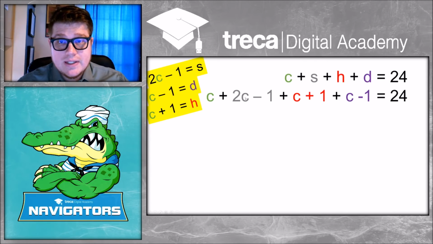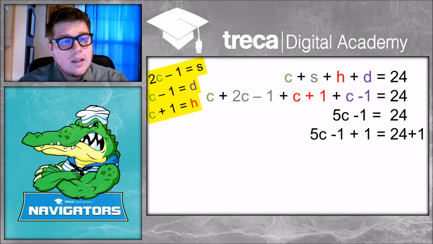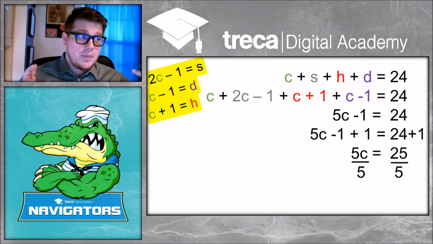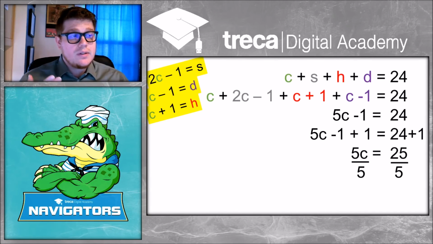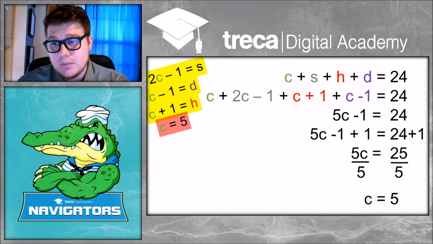So we have 1C, 2 more. So 1, 2, 3, 4, 5 clubs. And then we have minus 1 plus 1. Those will cancel each other out. Minus 1. So we have 5 clubs minus 1 equals 24. Just like any other algebra problem, if you've got minus 1, you want to get rid of it. You're going to add 1 to both sides to be fair. And we're going to end up with 5C equals 25. Divide both by 5. And what do you get? Clubs equals, that's right, 5. So now, boom. Clubs equals 5.